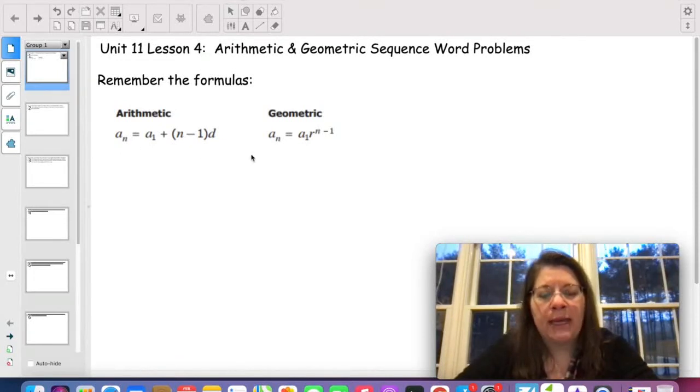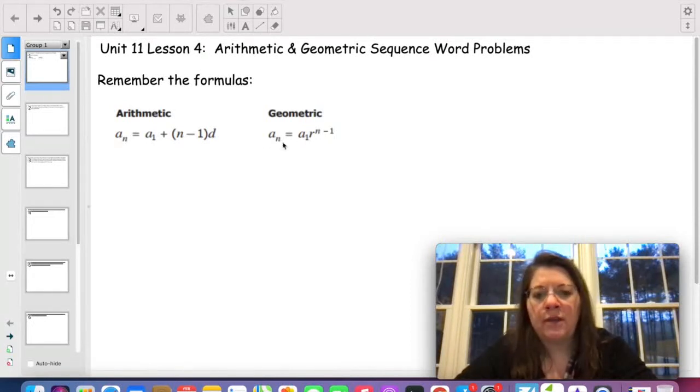For arithmetic, you have an arithmetic sequence when you have a d, or a common difference, you're adding to get to the next number. a sub n, the nth term, is equal to a sub 1, the first term, plus n minus 1, n being the term number, times d, our common difference.